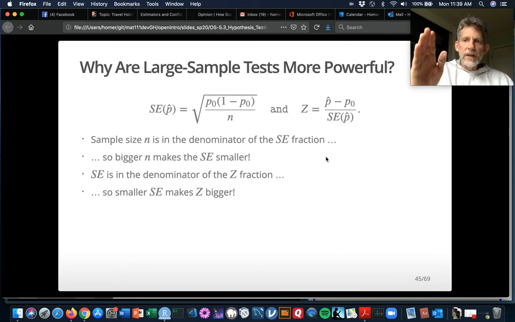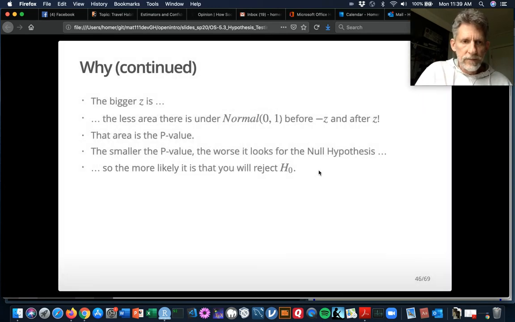And so that means that when you look at the area under the standard normal curve outside the test statistic, there won't be much area. And of course, that means that you're going to have a small p-value. And the smaller the p-value, the worse it looks for the null hypothesis. Therefore, the more likely it is you're going to reject the null hypothesis.